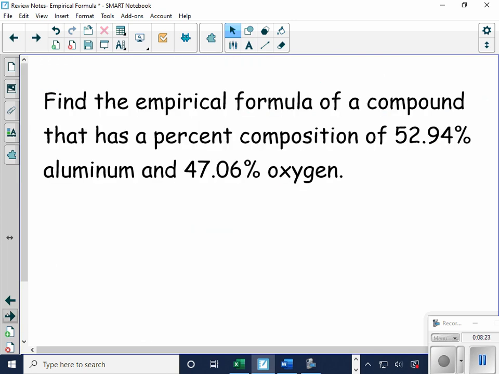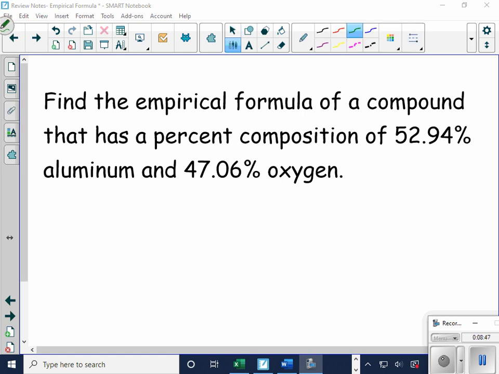Here is question number 2. Go ahead and copy this into your notes, and then we will work it. My question states, find the empirical formula of a compound that has a percent composition of 52.94% aluminum and 47.06% oxygen.